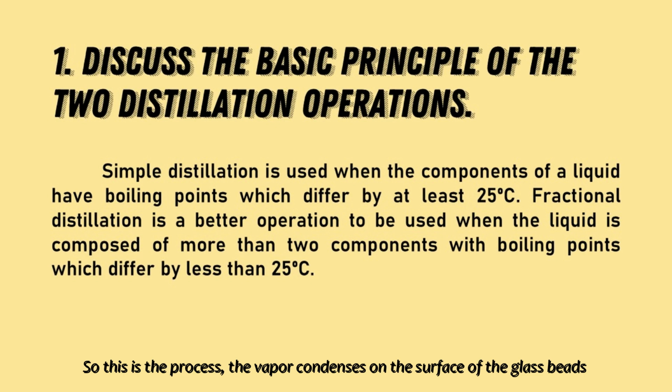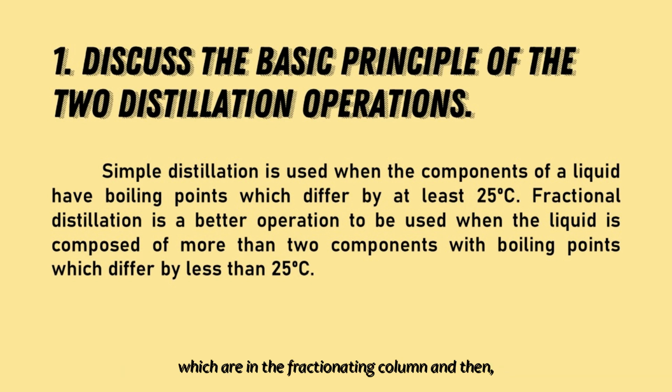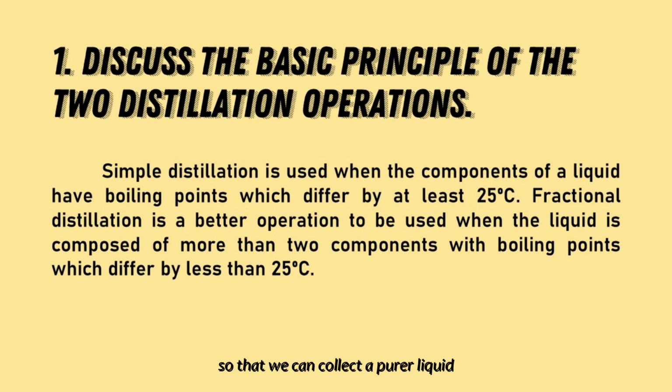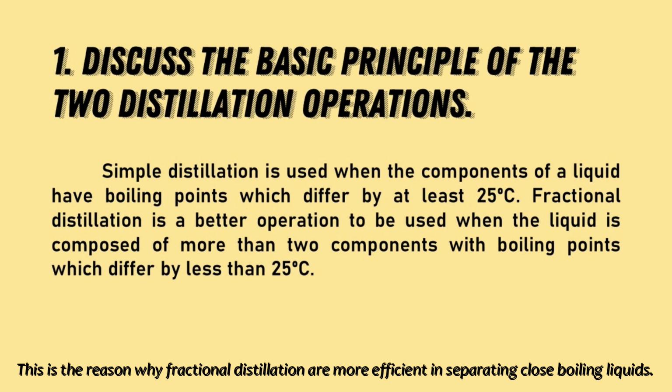The vapor condenses on the surface of the glass beads which are in the fractionating column and then re-evaporated or redistilled, leaving a portion of the less volatile liquid behind so that we can collect a purer liquid. This is the reason why fractional distillations are more efficient in separating close boiling liquids.